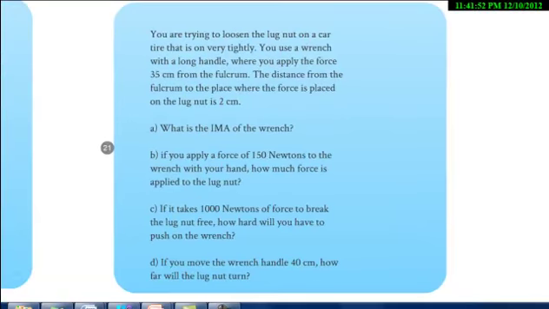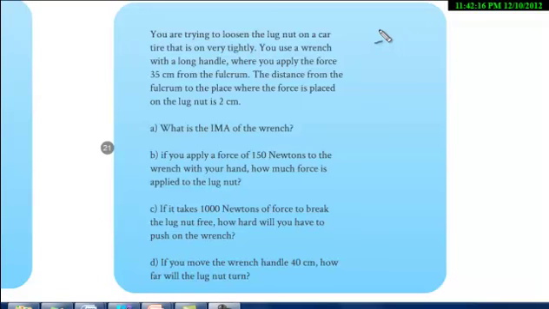Now, we're going to look at this story problem, solve it, and that will be the end of this video. So, you are trying to loosen the lug nut on a car tire that is on very tightly. You use a wrench with a long handle where you apply the force 35 centimeters from the fulcrum. The distance from the fulcrum to the place where the force is placed on the lug nut is 2 centimeters. And it asks us, what is the ideal mechanical advantage of the wrench?